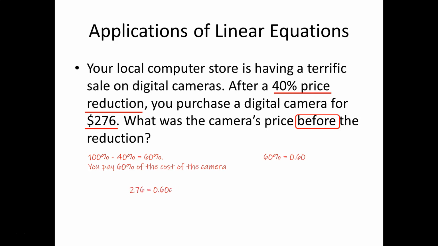So 276 equals 0.60C. We divide, and we get $460 is the cost of the camera before the reduction.